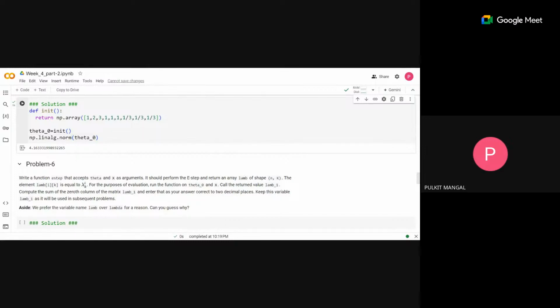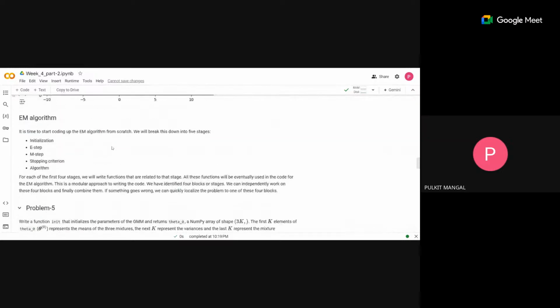I hope this question is clear to everyone. It's just simple. You are just initializing your array and nothing else, and computing this norm. Sir, can you please explain what we are doing here? We are initializing our theta naught. In the EM algorithm, that is our first step, you initialize your parameters. The next steps are E step and M step, and then you update and check the stopping criteria. So we have broken down our problem into these 5 steps. Yes, sir, initialization is done.